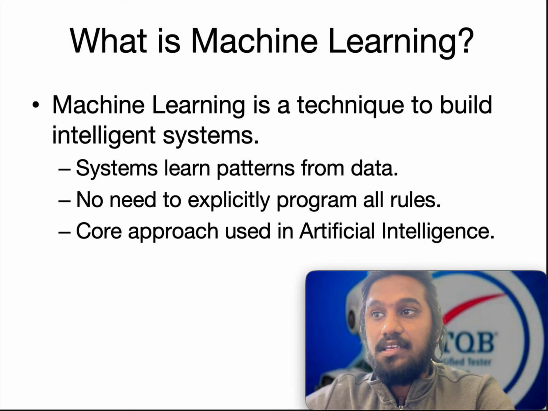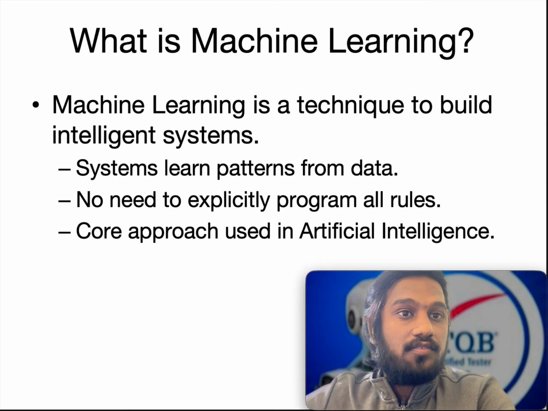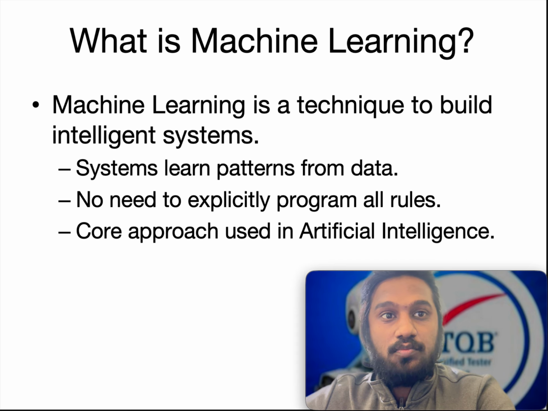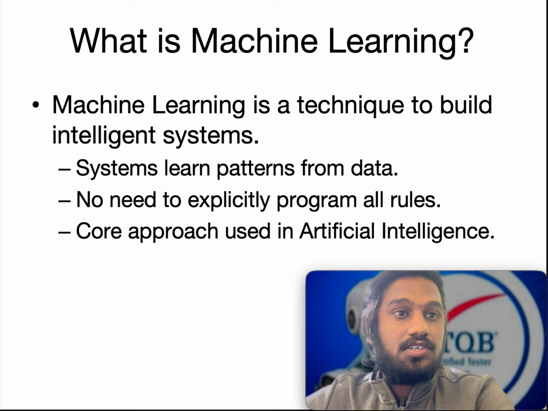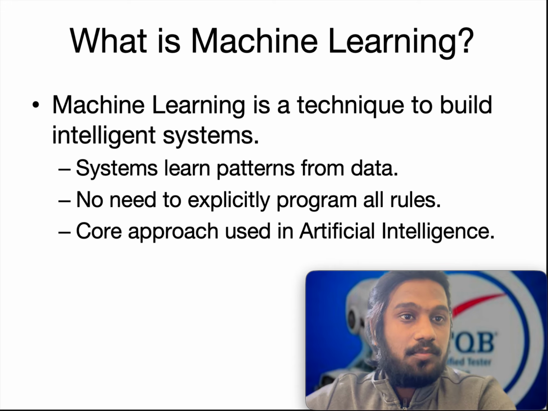What is machine learning? Machine learning is one of the most powerful techniques used to build intelligent systems. Instead of writing thousands of rules manually, we allow the system to learn patterns from data. So that's the key idea here. We don't explicitly program every condition. We give data and systems learn from experience.